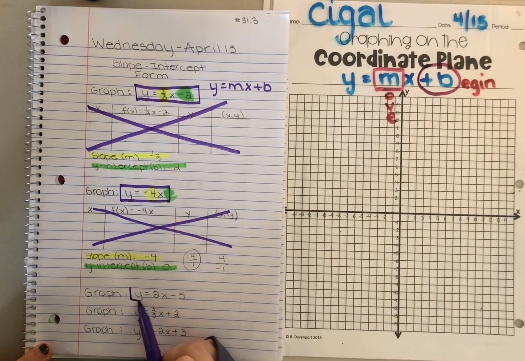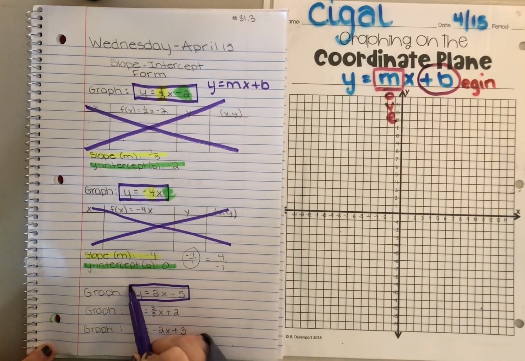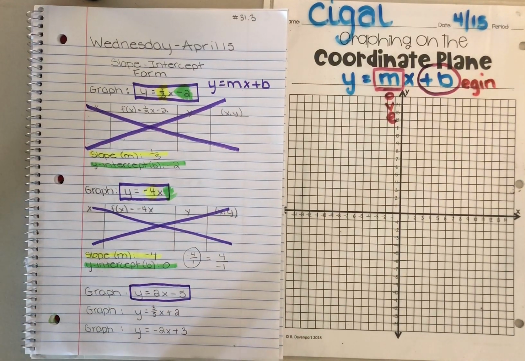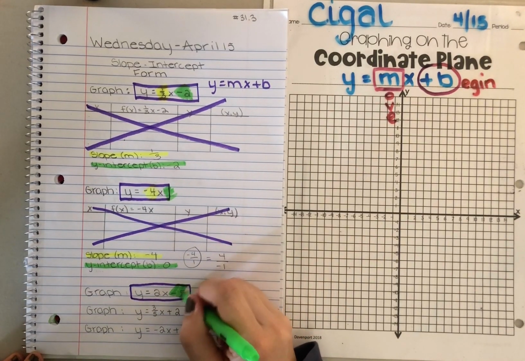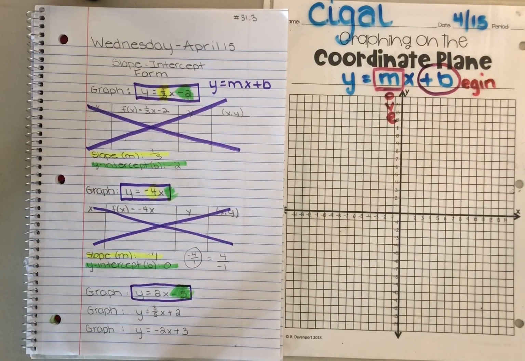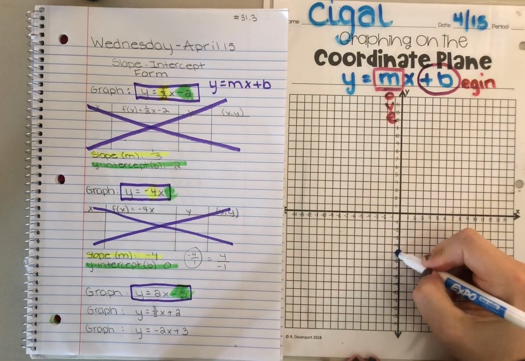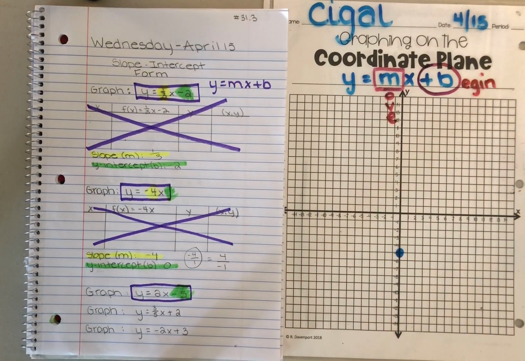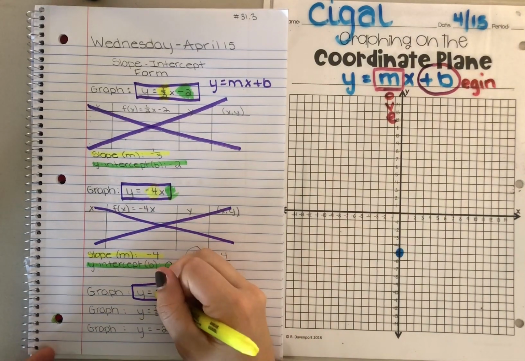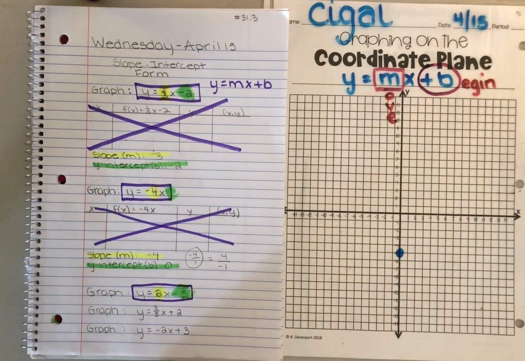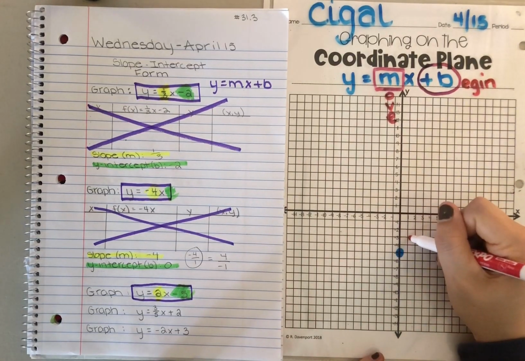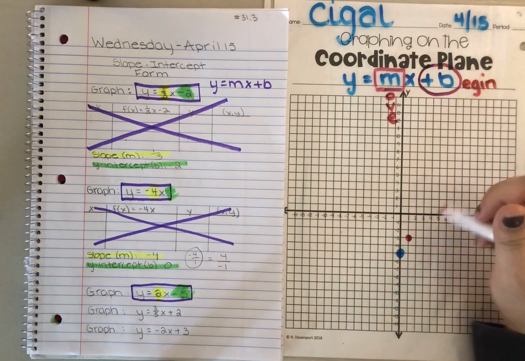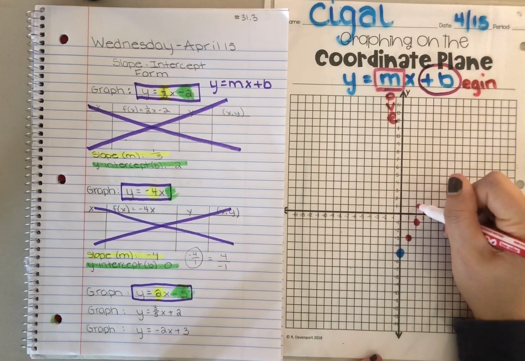So if this is the one I want to graph, let's find my B value, right? This is where I'm going to begin on the graph. So let's begin at -5. And then we're going to find how we would move on the graph. So I have a slope of 2. Slope of 2 means I'm going to go up 2 and over 1. And I could keep going up 2 over 1, up 2 over 1.